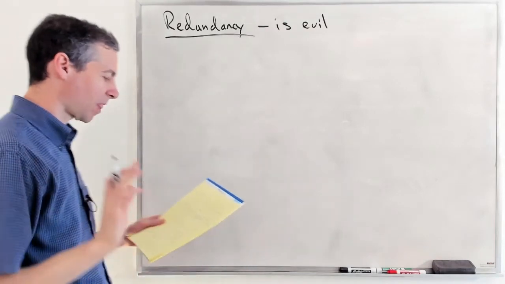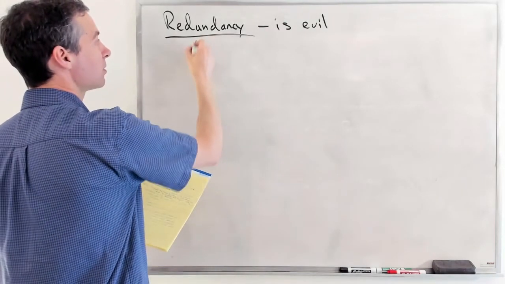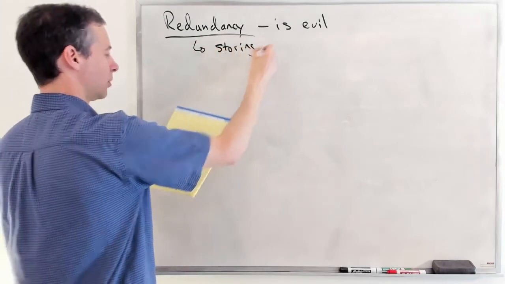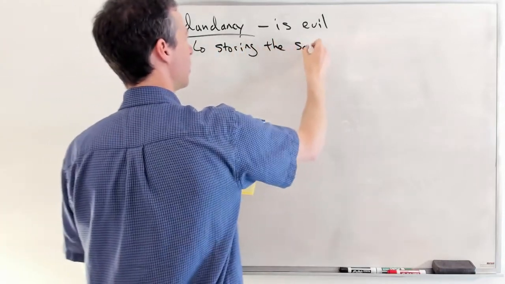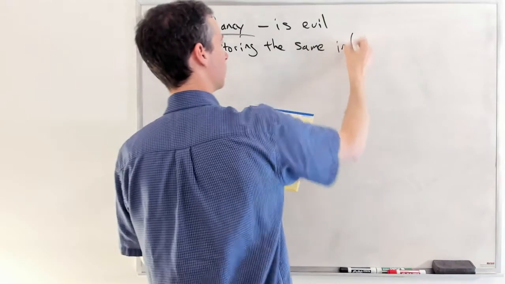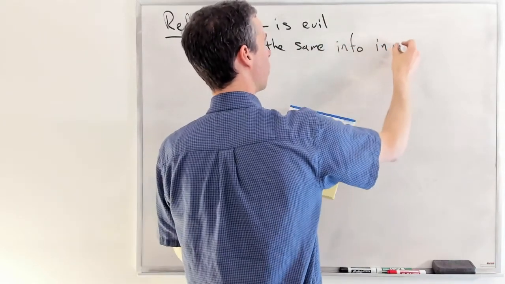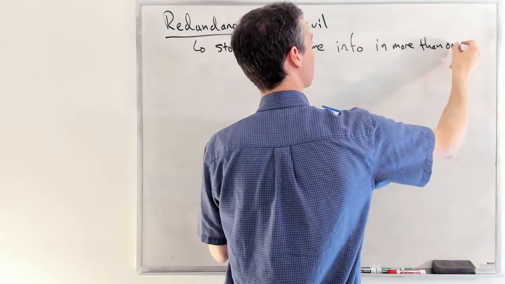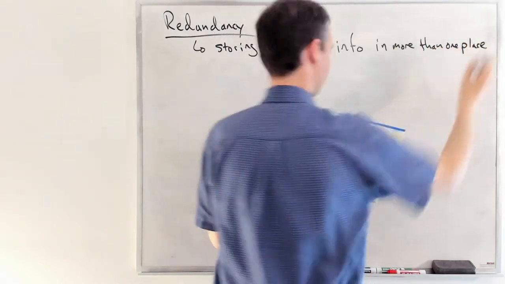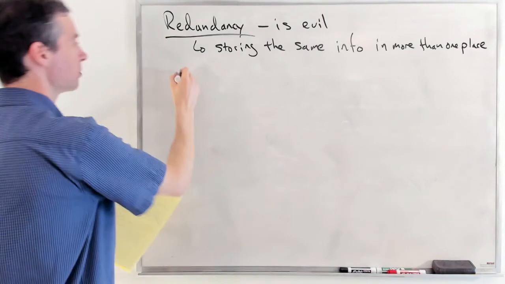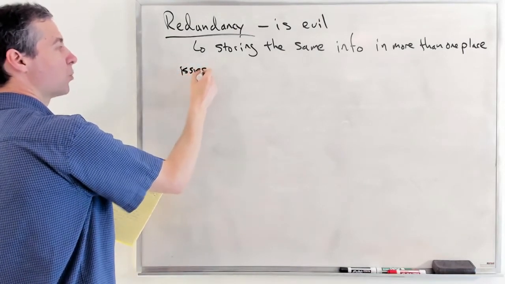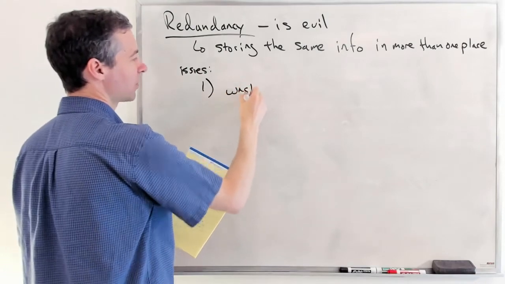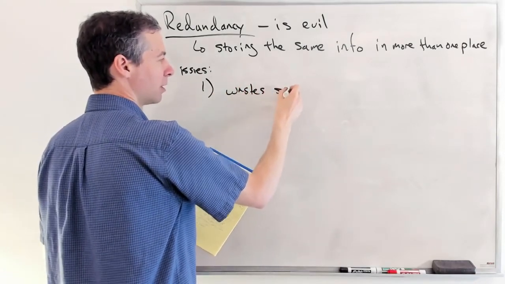All right. So what do we mean by redundancy? Redundancy is basically that we are storing the same information in more than one place in our database. Okay. This leads to some issues. That's just why it would be evil, is that, well, sort of the obvious is it wastes space.